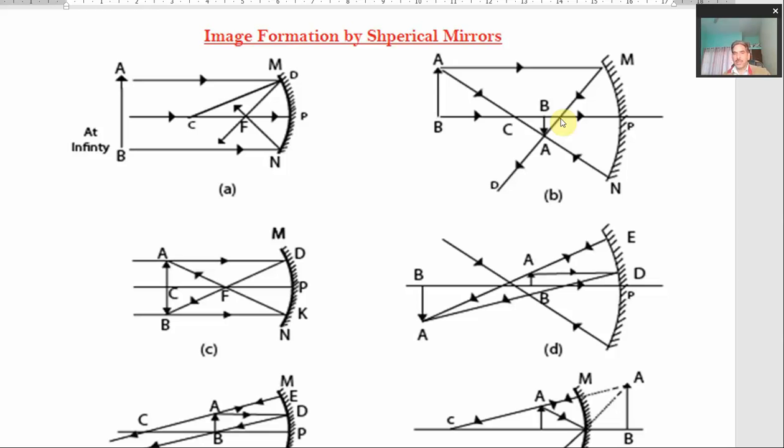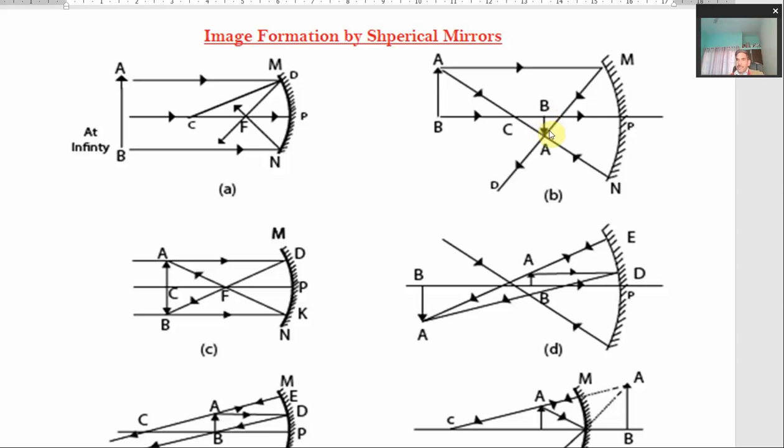Second thing to tell about it is whether the image is enlarged or diminished. So we see that in this case the size of the image is smaller than the size of the object. So we can say that the size of the image will be smaller. So it will be a diminished image.